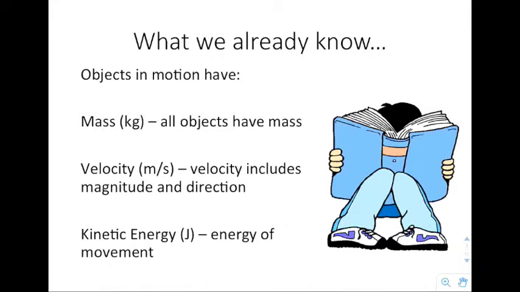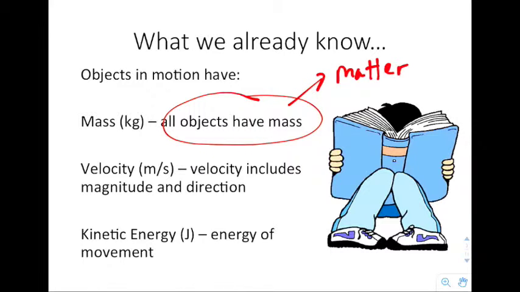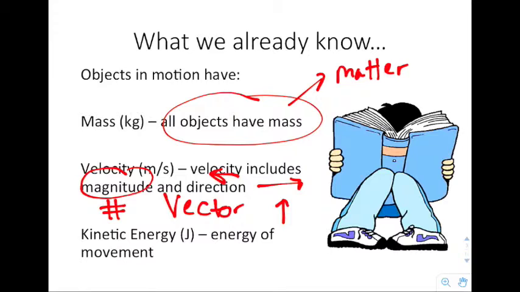So we already know from previous units that mass is measured in kilograms and that all objects have mass. In fact, mass is a measurement of matter. And since all objects are matter, they're all going to have mass. In addition to that, we know that velocity is measured in meters per second and that velocity is a vector. And since it is a vector, it includes both a magnitude, which is a number like 10, and a direction, which is like right or up or left or something along those lines.